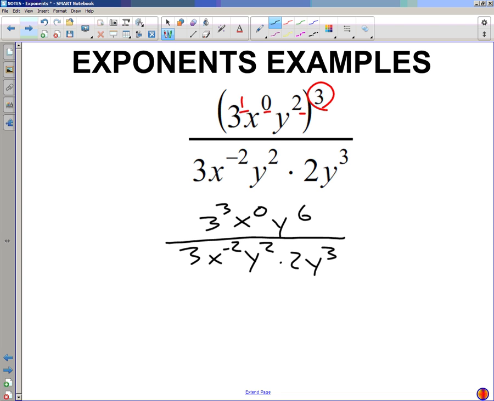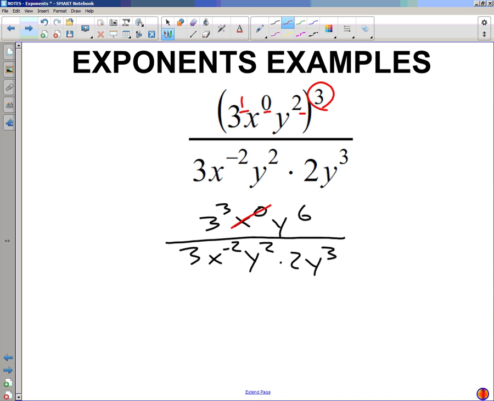All right, x to the 0th power, we know that that's equal to 1, so I'm just going to cross that out. Multiplying by 1 and not multiplying by 1, nothing's really changing there, so really the top's just 3 cubed times y to the 6th.